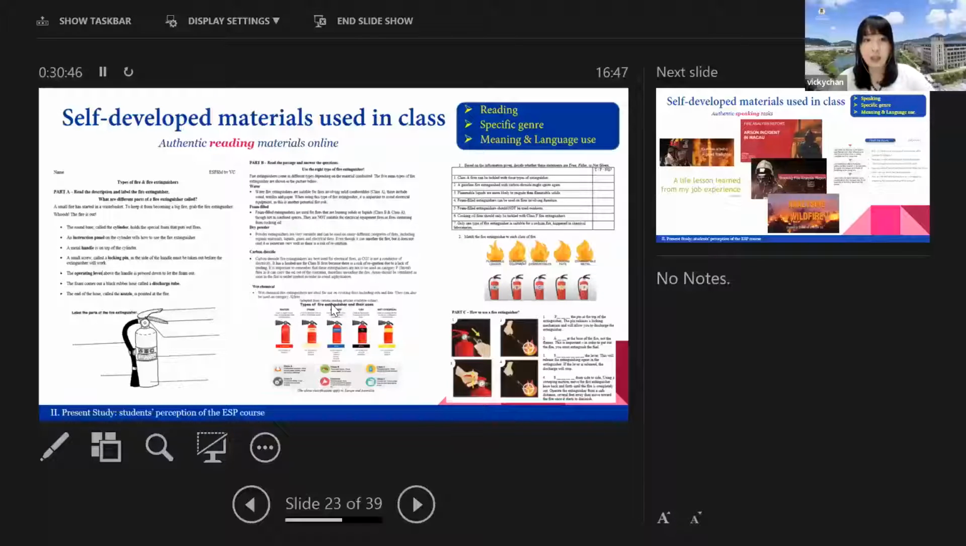And here would be the material for reading. Again, I adopted those readings from open sources that I can find online, and I developed materials accordingly.